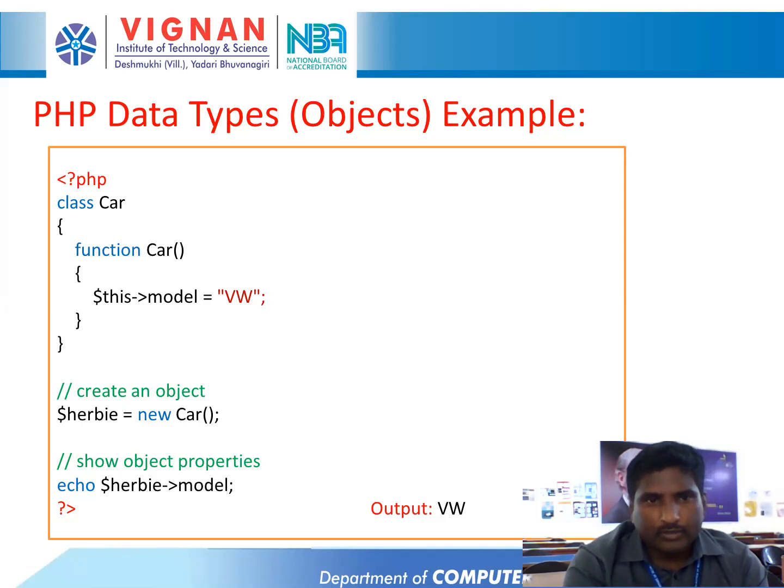Here I am creating an object in some variable, new Car. We are assigning this value to the new car, and we are printing this object's properties. By using that object reference, we are calling the model. The output of this is VW. In this way, objects can be created. Objects are created by using the class keyword. A class, as we already know, has properties and methods. So PHP supports object oriented programming.